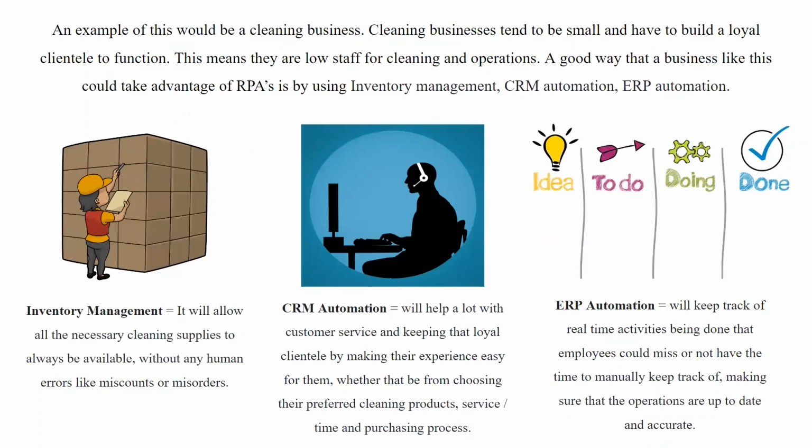An example of this would be a cleaning business. A cleaning business tends to be small and have a built-up loyal clientele to function. This means that there is low staff for cleaning and operations. A good way that a business like this could take advantage of RPAs is by using inventory management, CRM automation, and ERP automation as well.